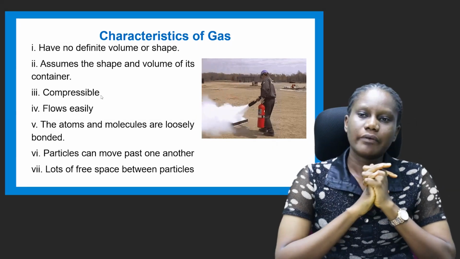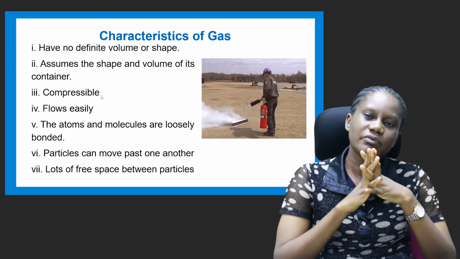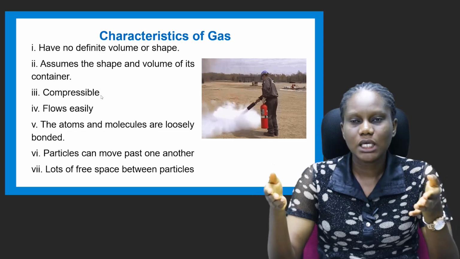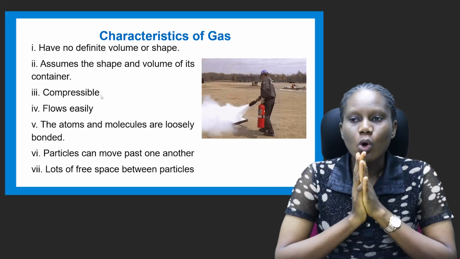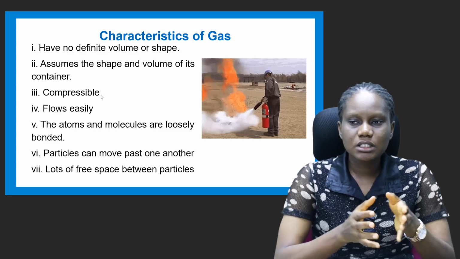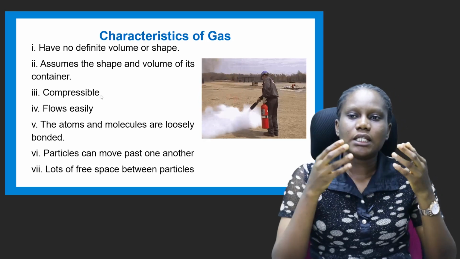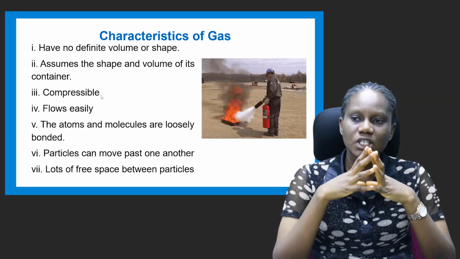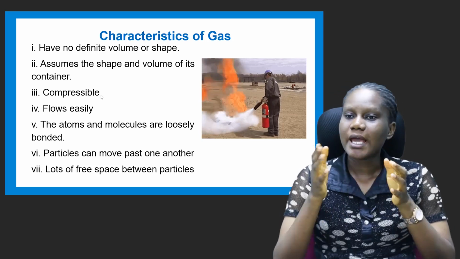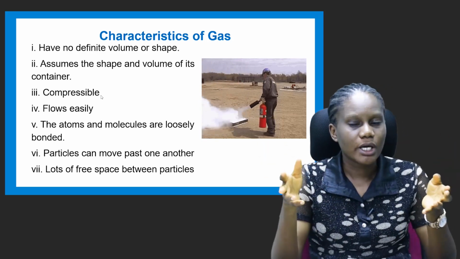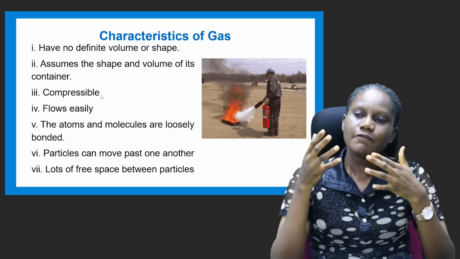Gas. So what are the characteristics of gas? Number one, it has no definite volume or shape, just like the liquid we talked about. It takes up the volume of the container in which it is and the shape of the container in which it is. You can see a man in the picture with a fire extinguisher trying to put off fire, and you can see that the gas is coming out from the fire extinguisher.